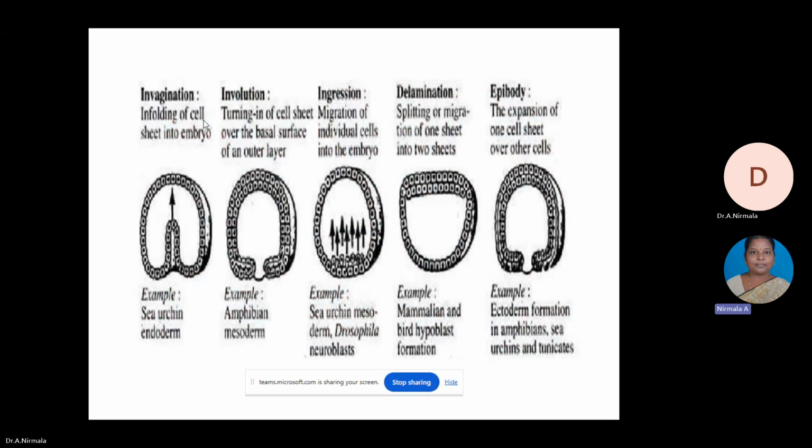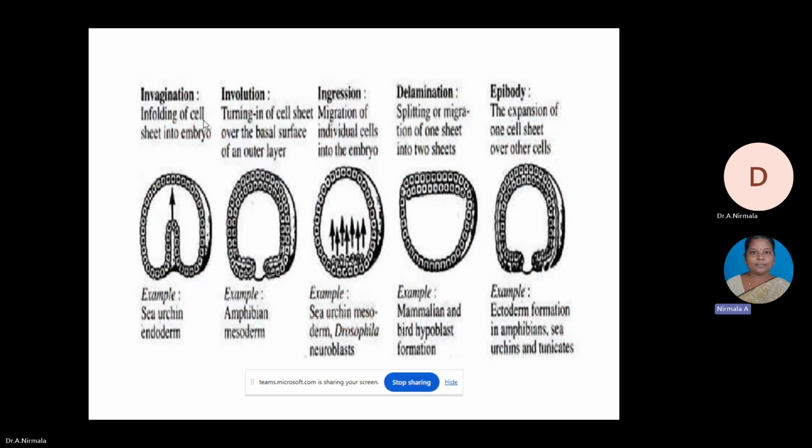Next one is the congrescence. This is the migration of groups of cells towards each other until they meet and fuse together to form a single mass of tissue. This process occurs during the development of feathers in birds. Next one is the infiltration process. In this process, during development of endoderm in amniotes, the individual cells detach themselves from the surface of the blastoderm and fall into the primary blastocoel. Here, they arrange themselves to form a layer of endodermal cells.